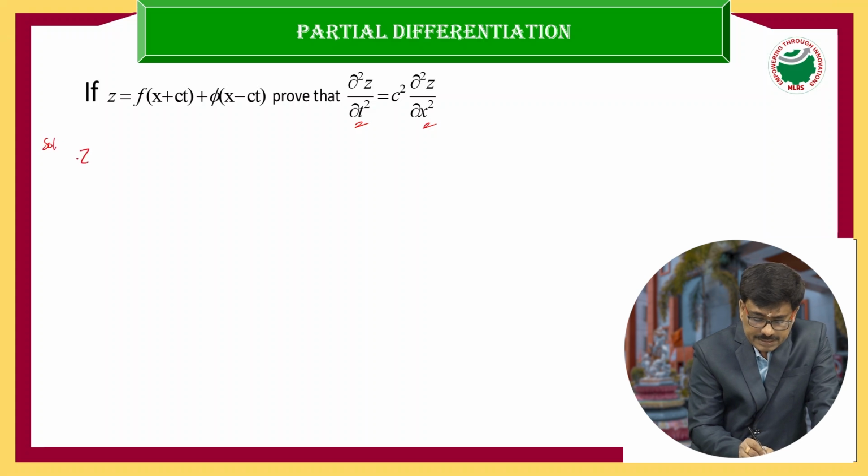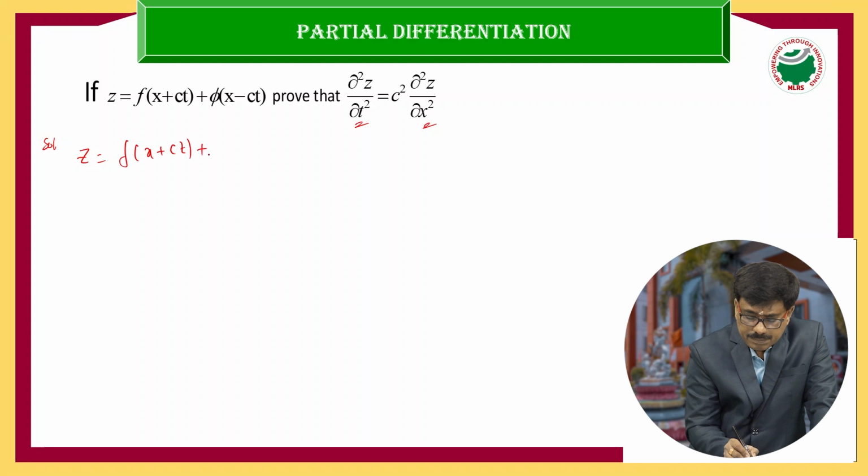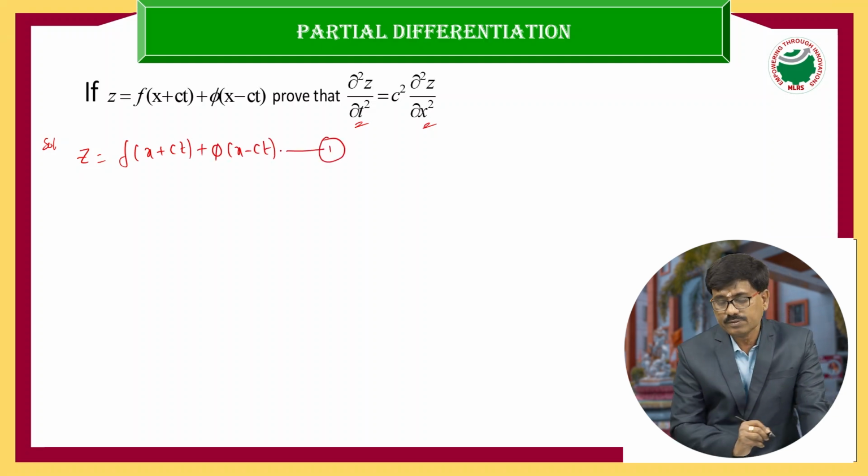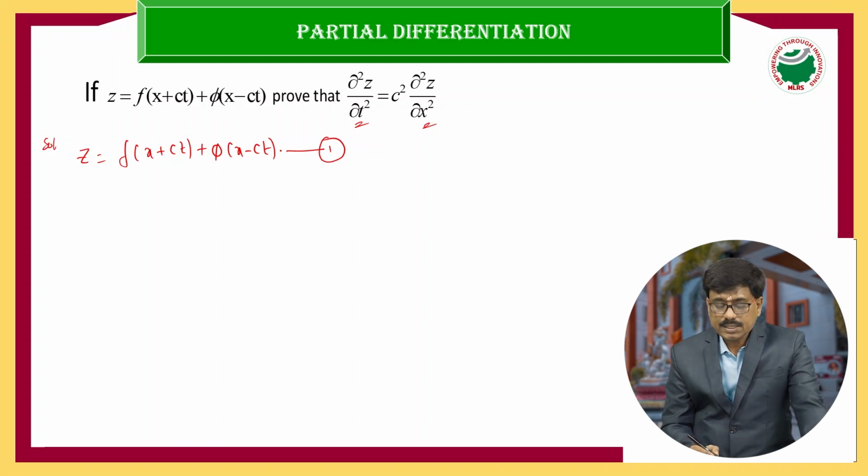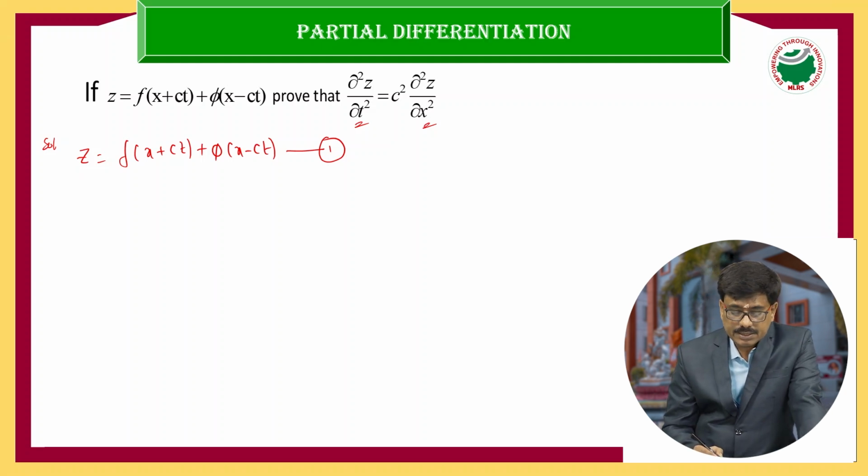Z, let us take this function f of x plus c into t plus phi of x minus ct. Let us take this as equation 1. We need to calculate how many derivatives. If I take z, I need to calculate x derivatives 2 times and t derivatives 2 times. Now we need to verify both LHS value equal to RHS.